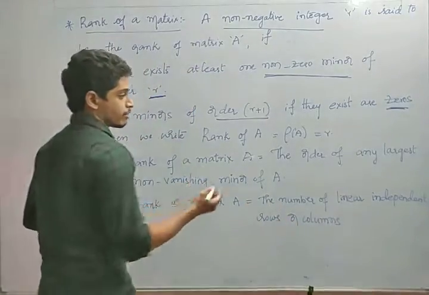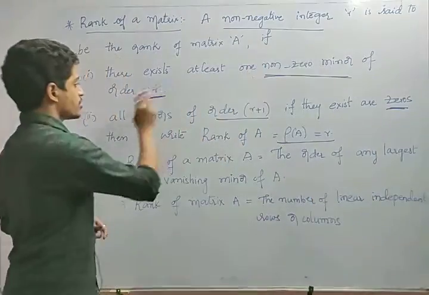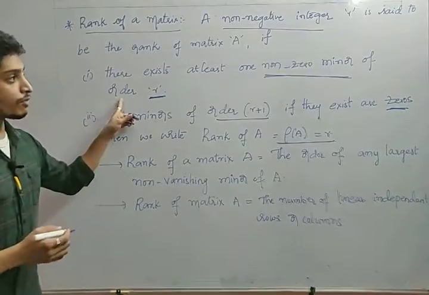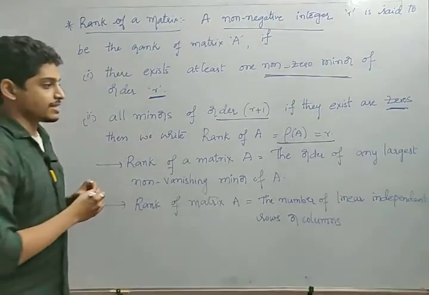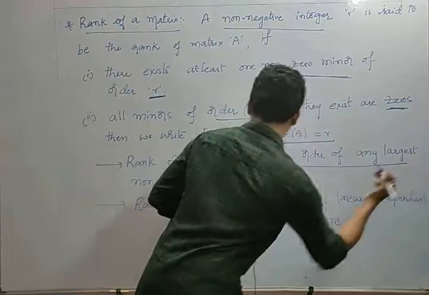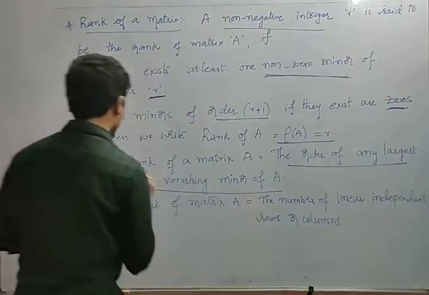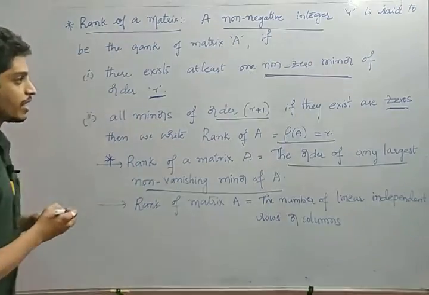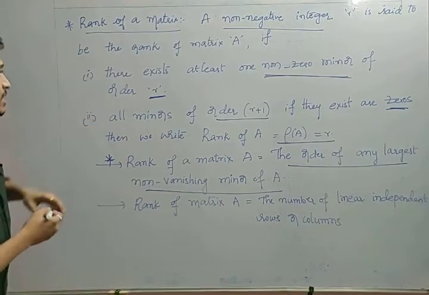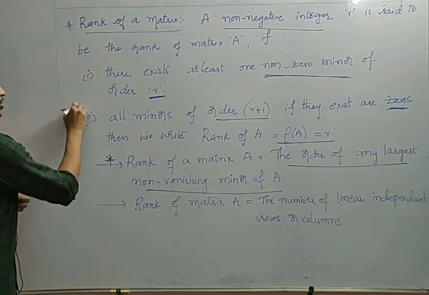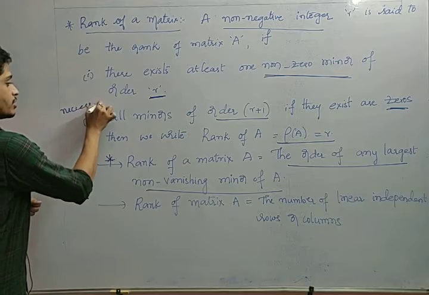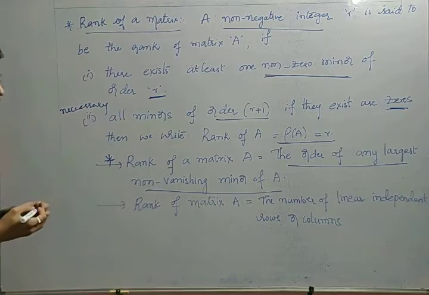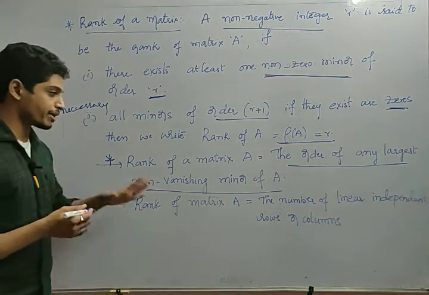So rank is denoted by rho(A), the order of the non-zero minor of order r, and the rank of the matrix A is nothing but the order of the largest non-vanishing minor of A. This is the definition of rank. In this lengthy process, this is the necessary condition, and this is the exact definition: the order of the largest non-vanishing minor of A.